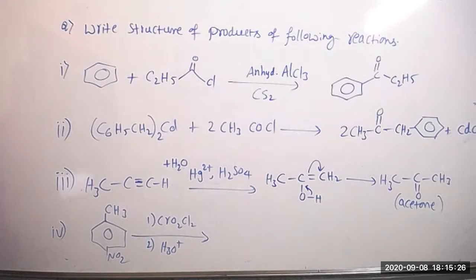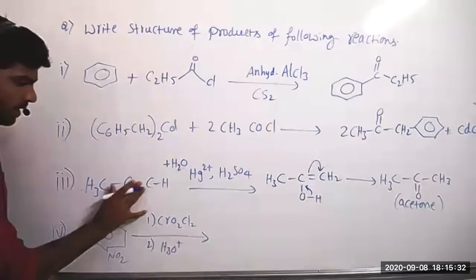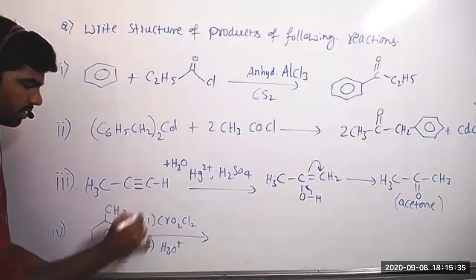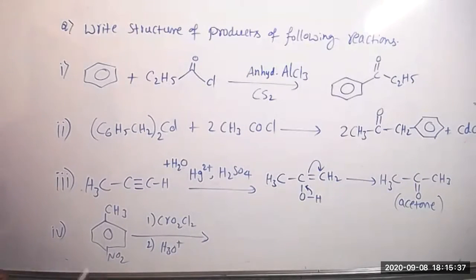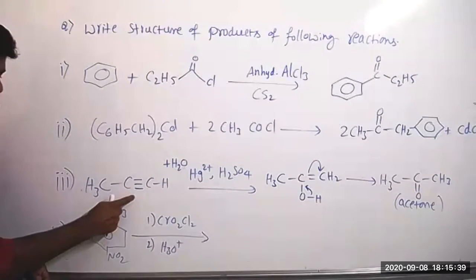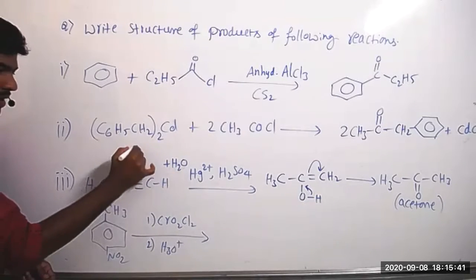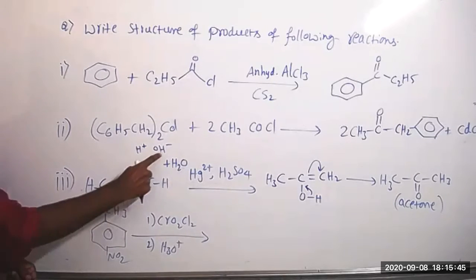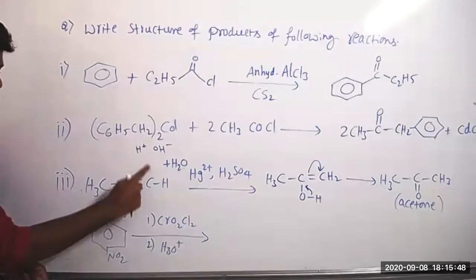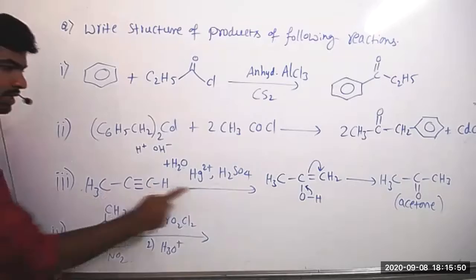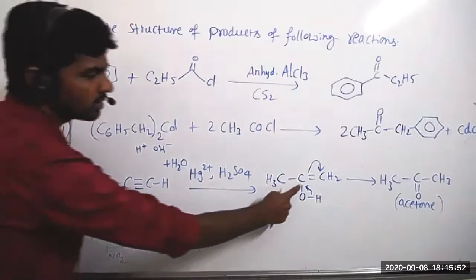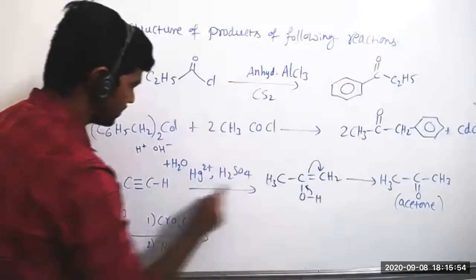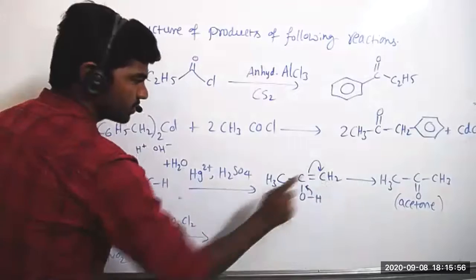Sir, I didn't understand how the third reaction happened, sir. What process is this, sir? This is addition followed by isomerization. So first we are adding a water molecule to this. In a water molecule we have H plus, OH minus, right? OH minus is attached to this carbon, H is attached to this carbon. So it gives CH3, C(OH), and this carbon gets hydrogen only. That's why it will become CH2.